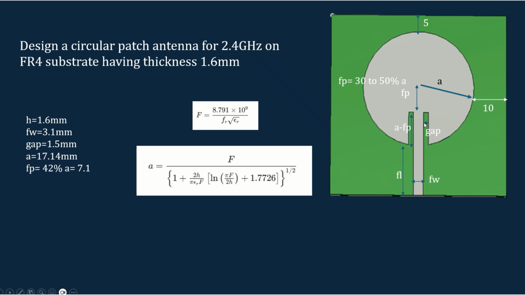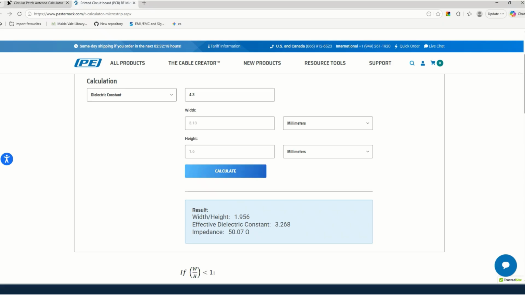And this is the gap, so this gap I have taken as 1.5 mm, and the distance from the edge of this circle to this dielectric edge is 10 mm, and here it is 5 mm. And feed length I have taken around lambda by 4 here, and feed width can be calculated using some online calculators, so I will show you.